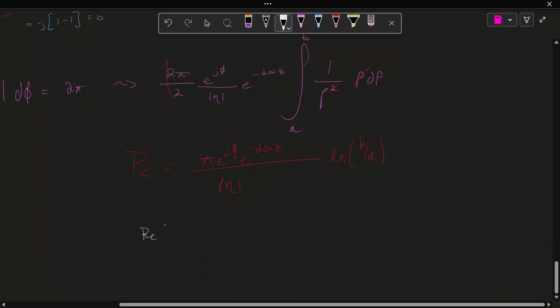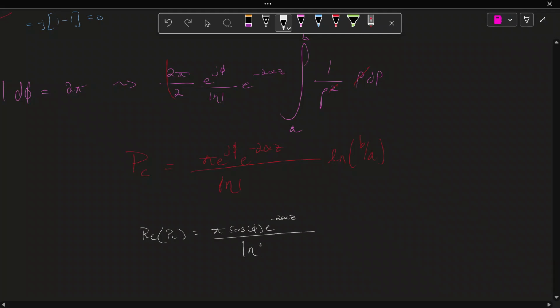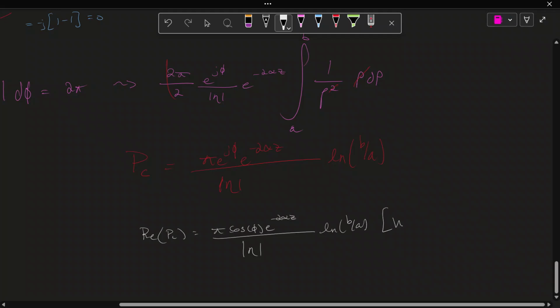All he did was change the real part of the complex power, which is equal to e to the j phi is cosine of phi, so pi, you can put cosine of phi up here, doesn't matter, e to the negative 2 alpha z over the intrinsic impedance magnitude, natural log of b over a, and this is in watts.